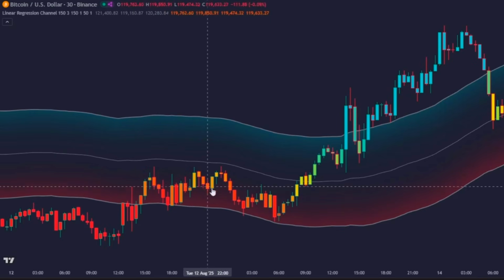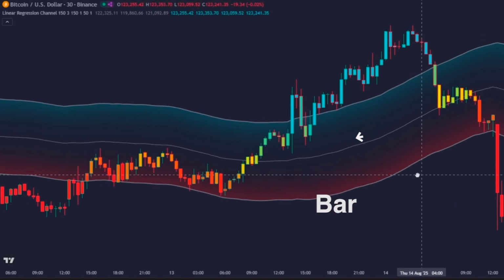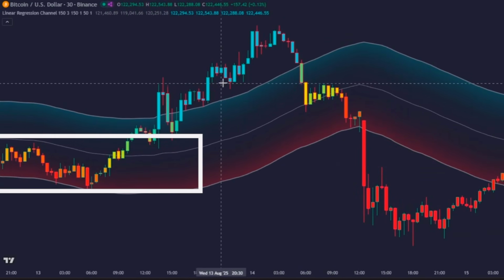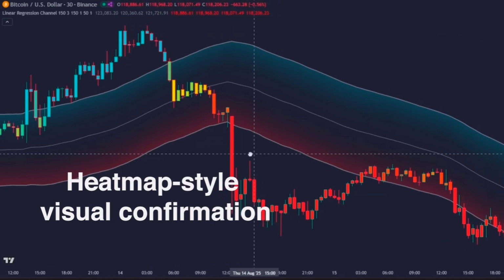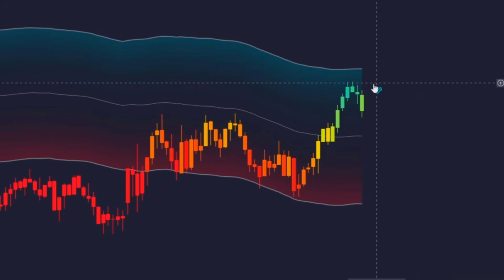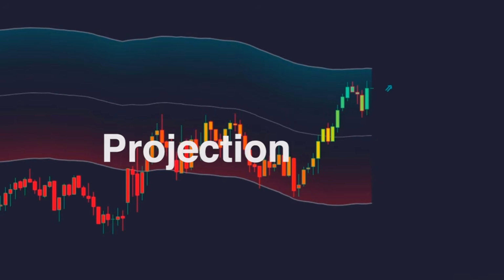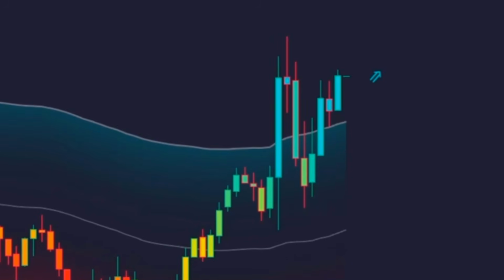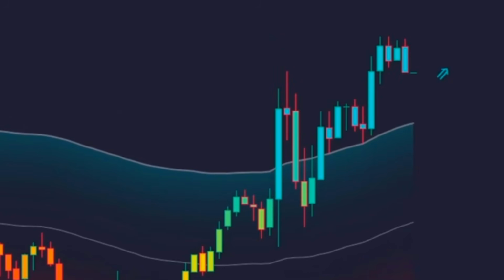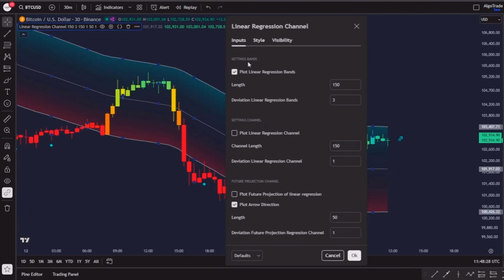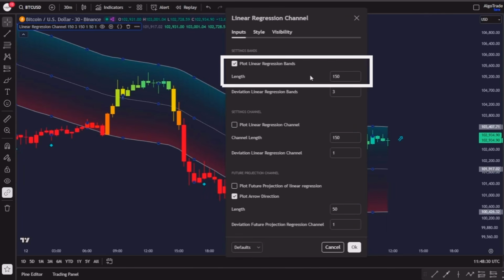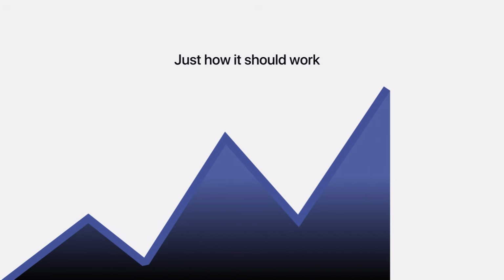Then you can also notice the bar coloring. Candles change color depending on position within the bands, giving a heat map style visual confirmation. And finally, we have the projection arrows. These point to where the price might go next based on the current slope. You can customize most of these inputs in the settings, including the length, deviation, and whether the arrows and diamonds appear. But of course, that is just how it should work.